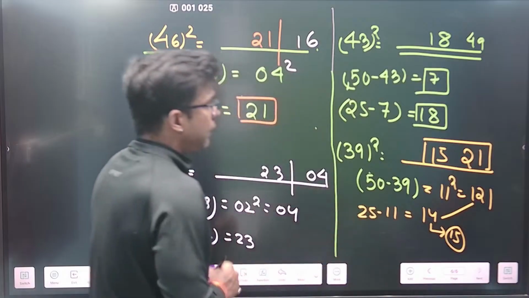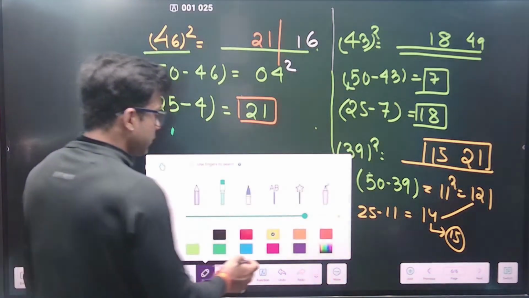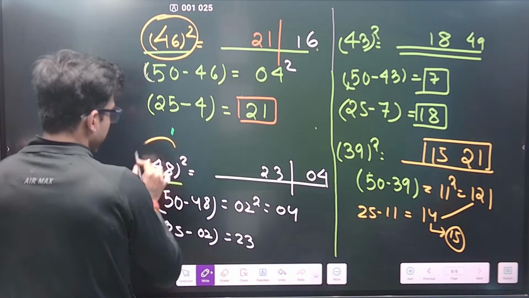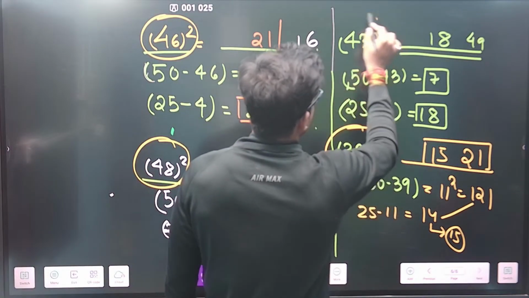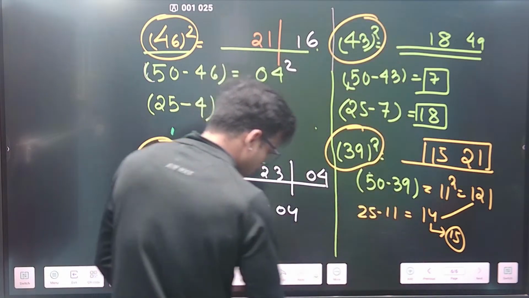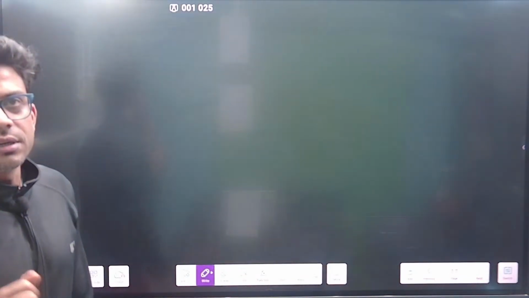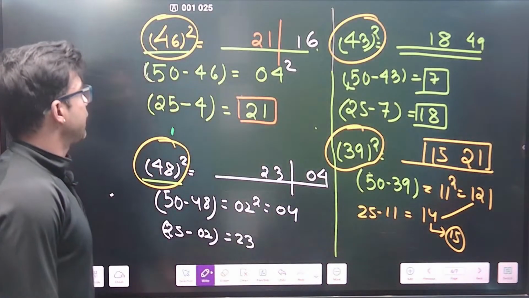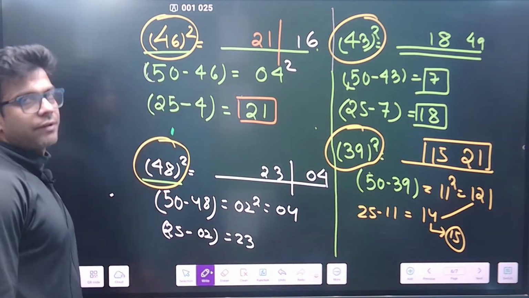I hope you guys are getting this, these are the base rules, everyone. We have done 4 examples now, but we'll do more as well. We have done 46, we have done 48, we have done 39 ka square, we have done 43 ka square, and so forth. Okay, let's do some more. I hope you understood the logic. First of all, every time we are comparing this value with 50 and then subtracting that number from 25. Every time we are doing that.